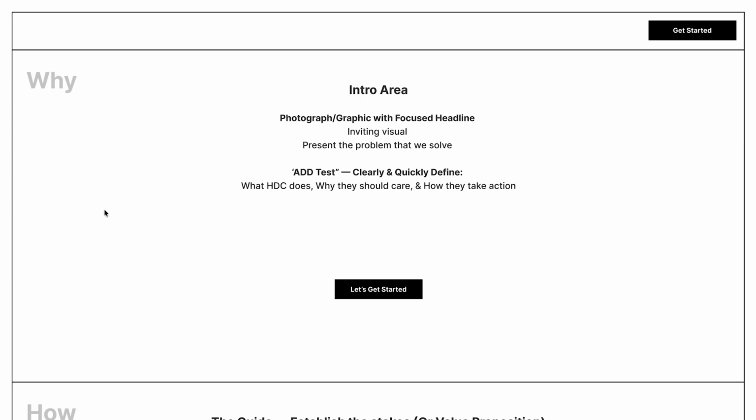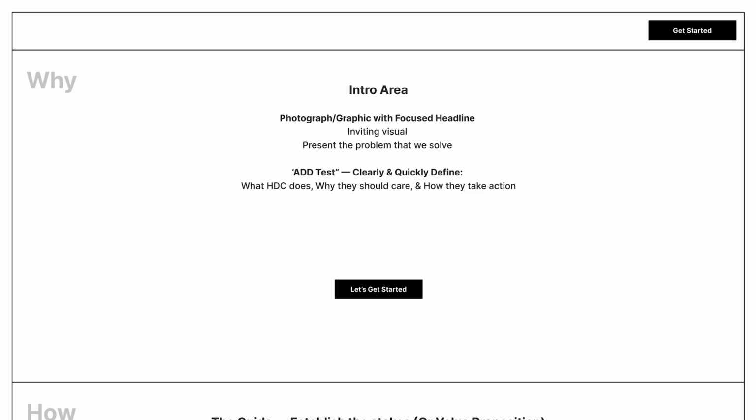But at the end of the day, you basically want this section to respond to one test. We call it the ADD test here. Since people don't have an attention span, we want this intro, in 5 seconds or less, to explain what you do, why they should care, and how they should take action.